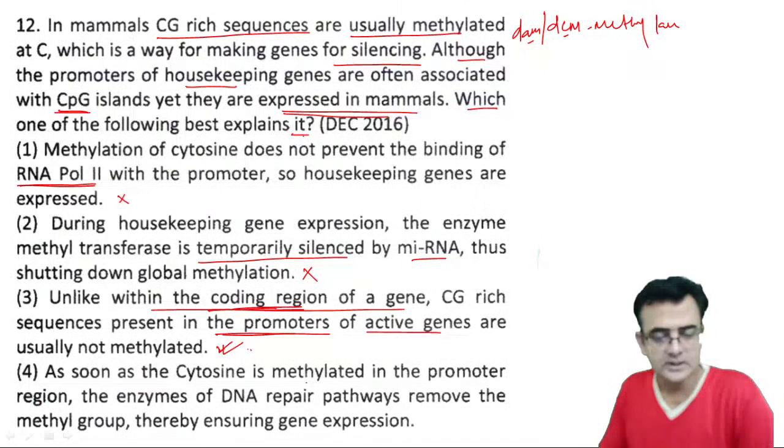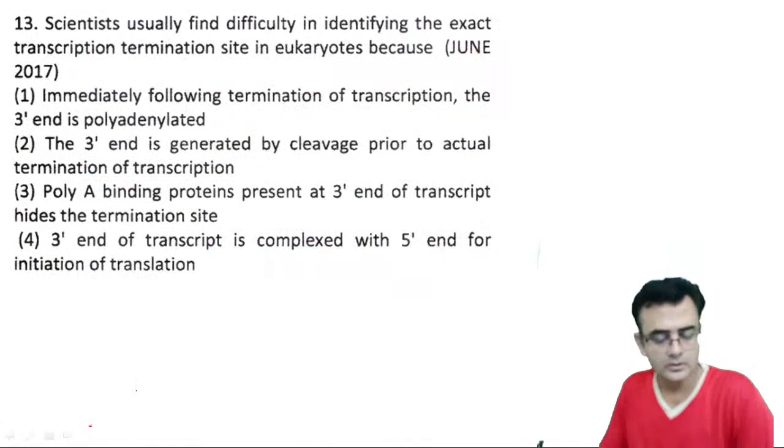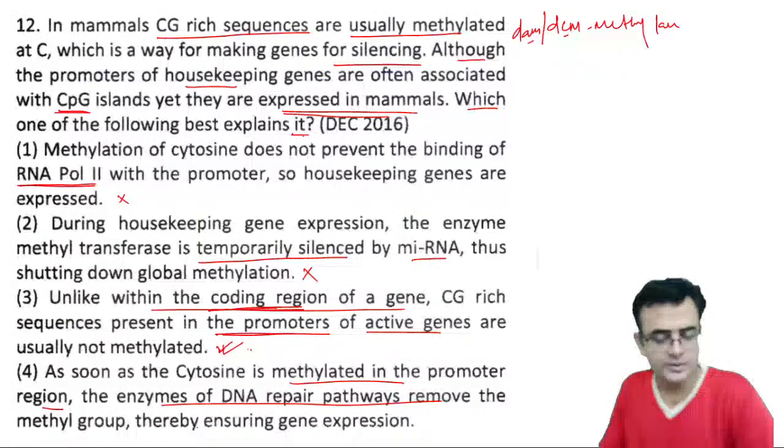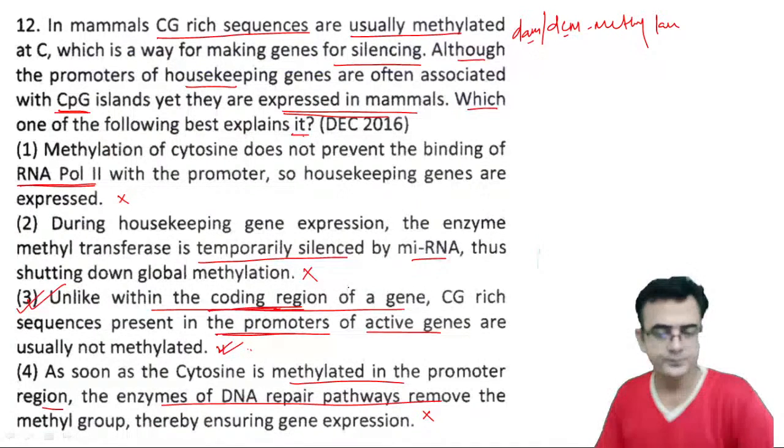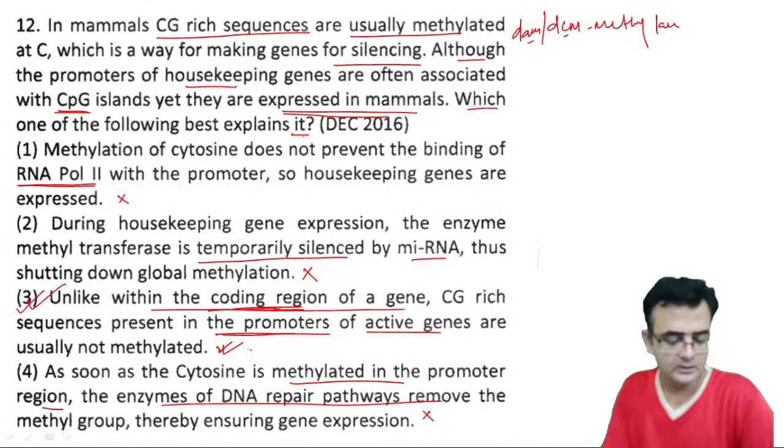As soon as the cytosine is methylated in the promoter region, the enzyme of the DNA repair pathway removes the methyl group, thereby ensuring the gene expression. No, nothing like that. They won't remove it, and if the promoter is methylated, then it would be a very big problem for the genes to express themselves, right? So here the correct answer is C. I mean, third number is the correct answer. Okay, this is a good question, an analytical question you can say.